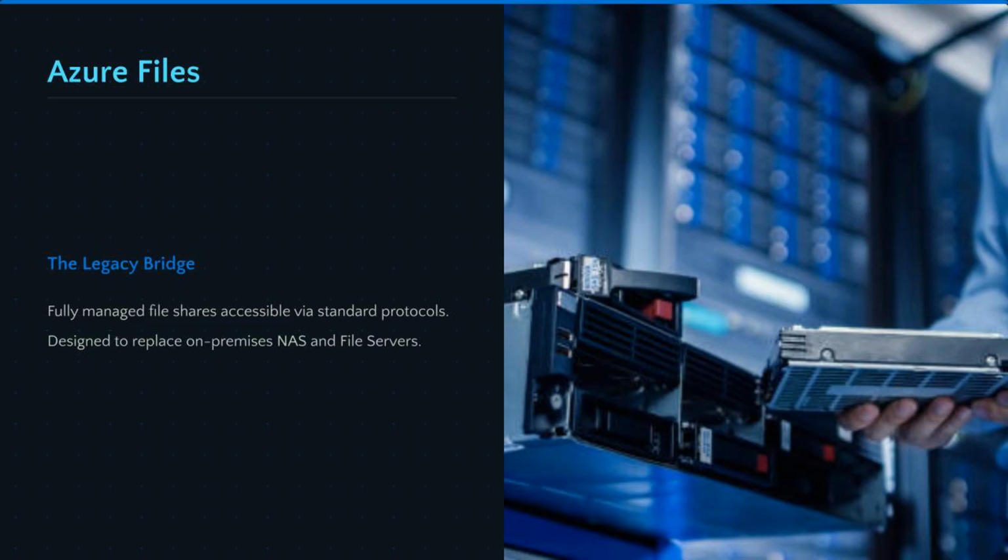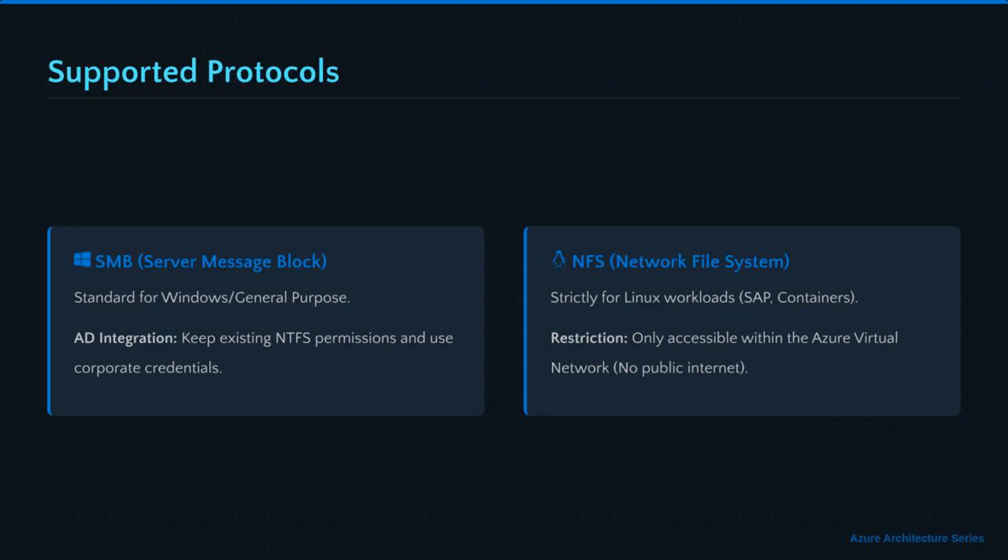You can mount an Azure file share on a Windows, Linux, or Mac OS machine anywhere in the world, provided port 445 is open. A critical feature here is identity integration. You can integrate Azure Files with your on-premises Active Directory Domain Services, ADDS. This is huge. It means you can migrate a file server to Azure, keep all your existing ACLs and NTFS permissions, and your users can access the shares using their existing corporate credentials. No new keys, no SaaS tokens, just standard Windows authentication.